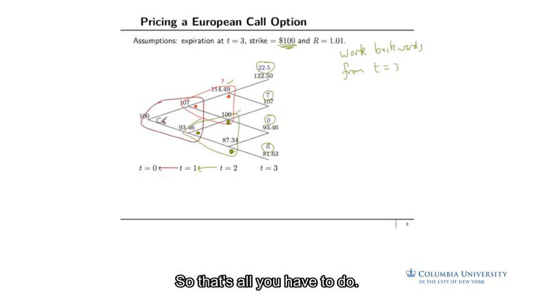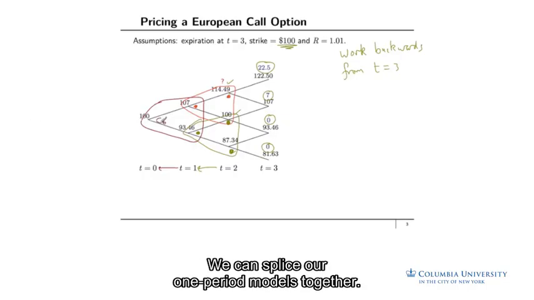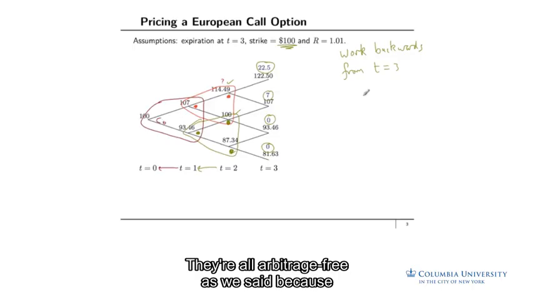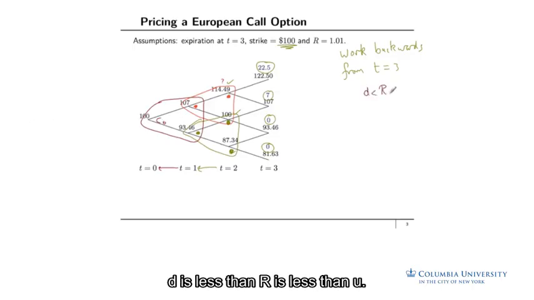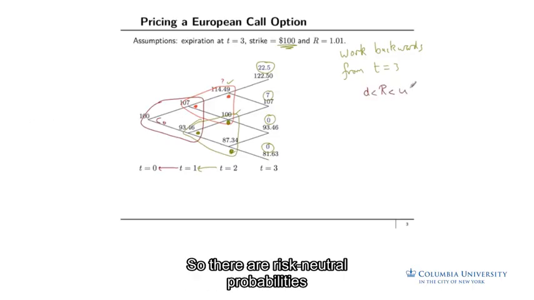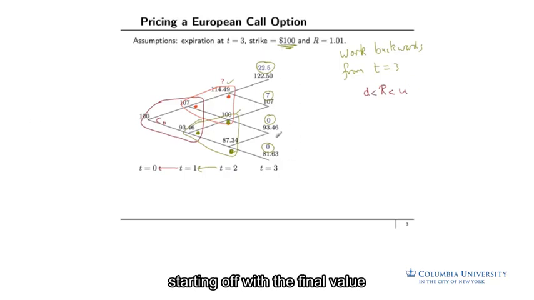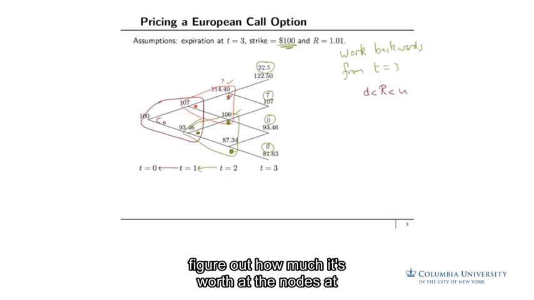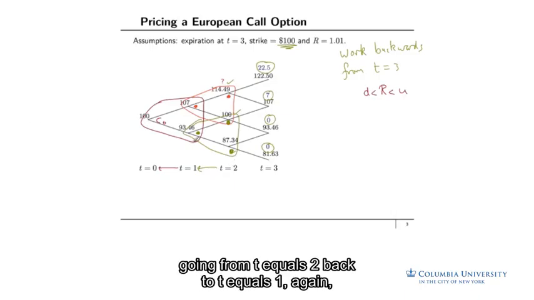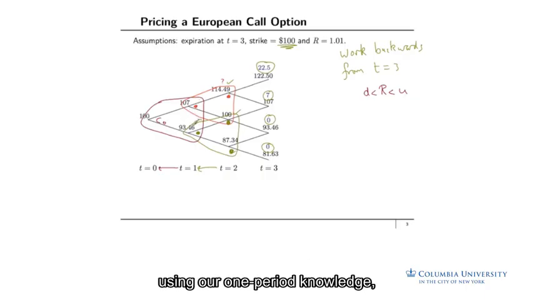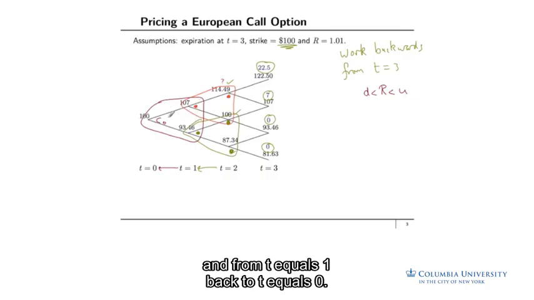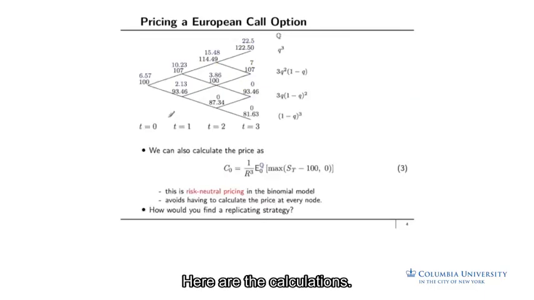So that's all you have to do. We can splice our one-period models together. They're all arbitrage-free, as we said, because D is less than U. So there are risk-neutral probabilities in each of these one-period models. So what we can do is just work backwards, starting off with the final value of the option at t equals 3, figure out how much it's worth at the nodes at t equals 2, using our one-period theory, going from t equals 2 back to t equals 1, again using our one-period knowledge, and from t equals 1 back to t equals 0. And here are the calculations.